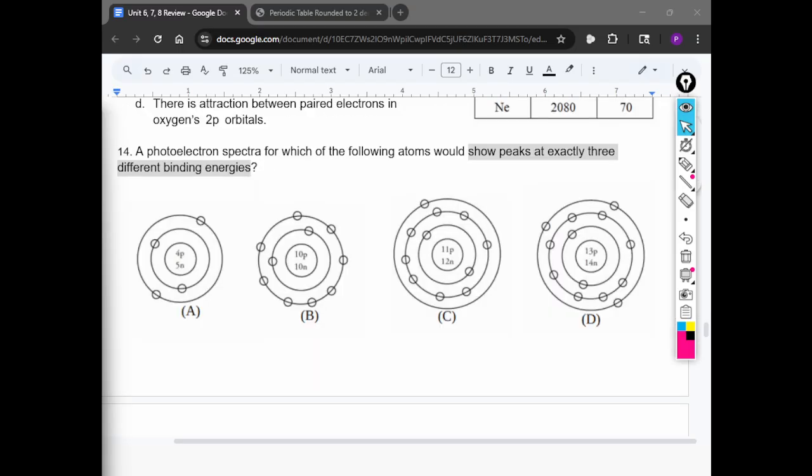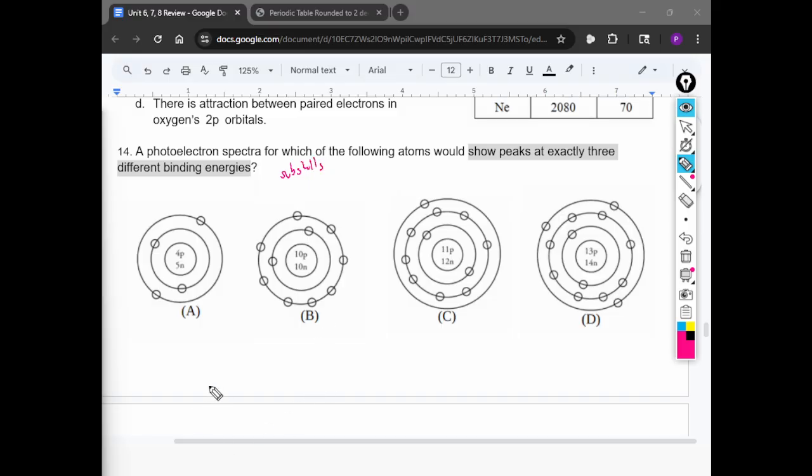All right, so like I said, a lot of people get this wrong because they see 3 different binding energies and they assume 3 shells, and they just automatically pick the atom with 3 shells. However, if we look at the PES data, each of the peaks tells us about the subshells. So we are looking at the atom with 3 different subshells.